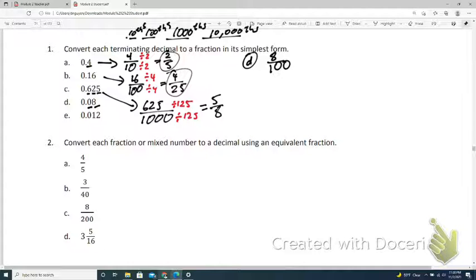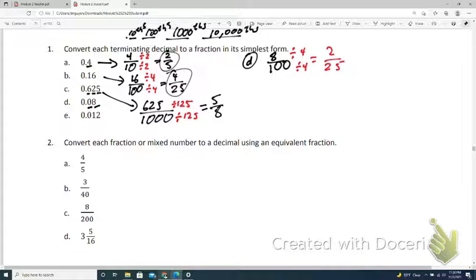Here I could divide both by 2, but you want to try to figure out what's the biggest number. This one you could divide top and bottom by 4. Get 2 over 25. And hopefully with that, I'm going to skip E for now. If you guys didn't do that, that'd be good practice for you guys.